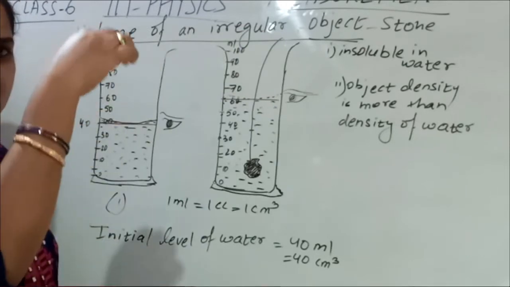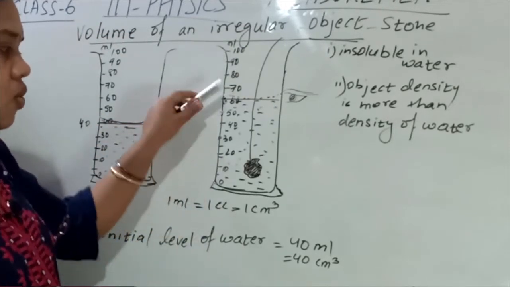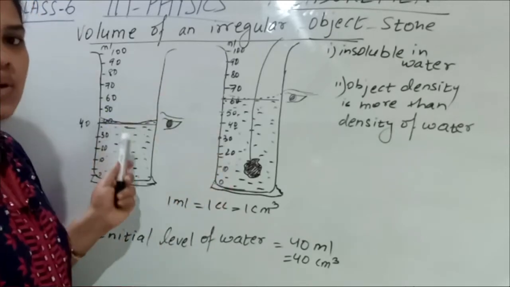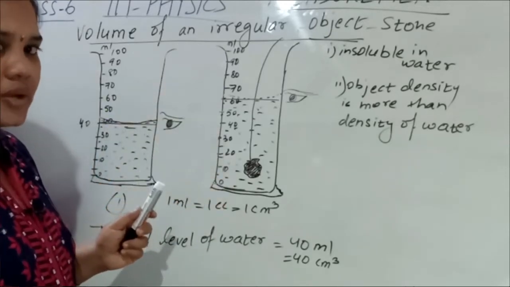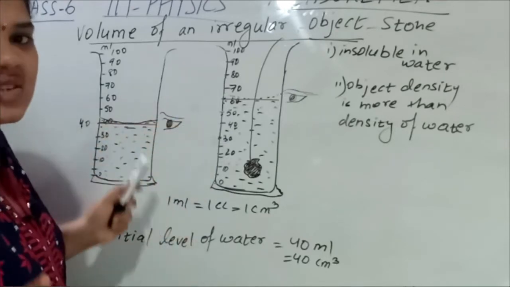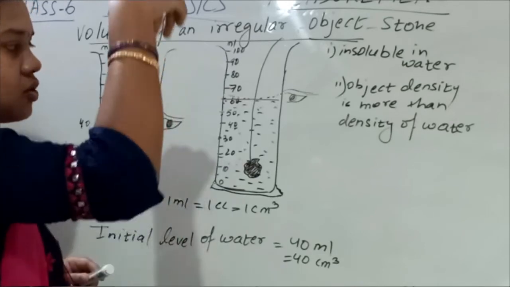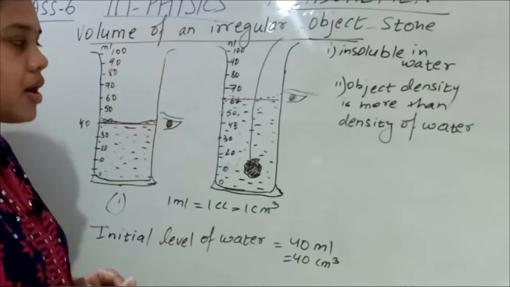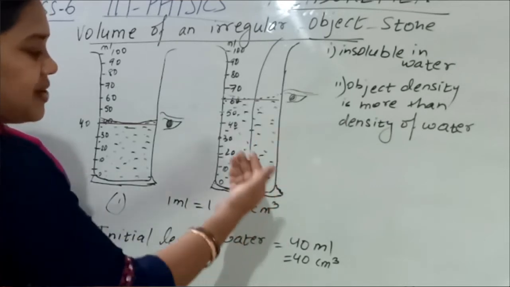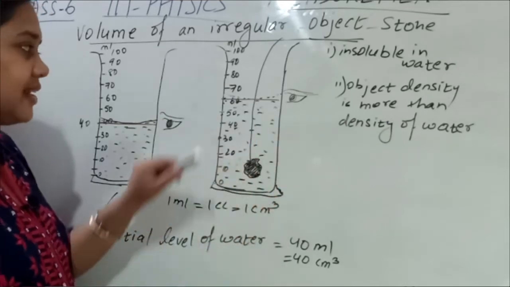Then what is it? 40. What is this? 40. It means how much water is there? 40 milliliter. We know that 1 milliliter is equal to 1 cc. 1 cc means 1 centimeter cube. So 40 milliliter means 40 cubic centimeter is the volume of water.